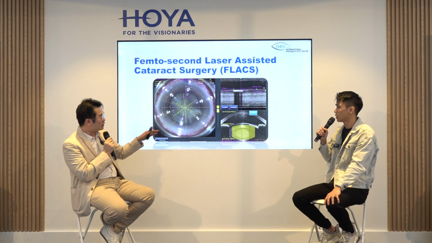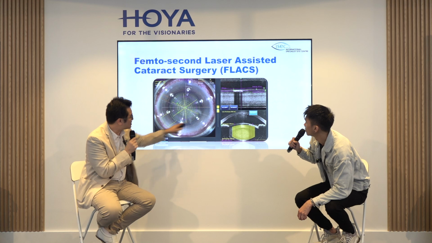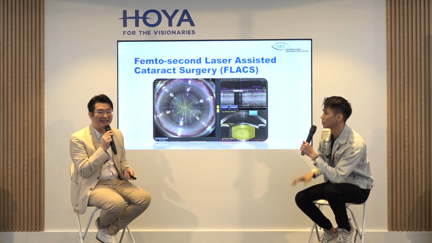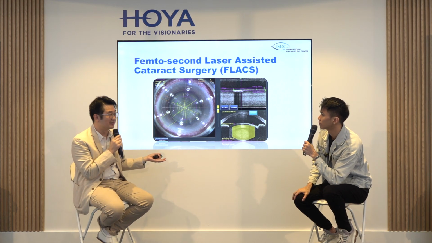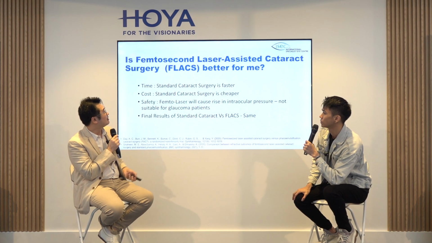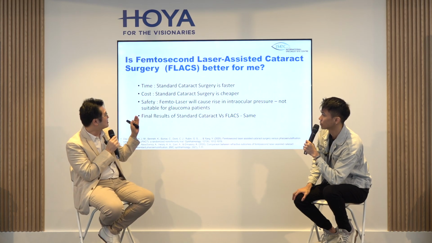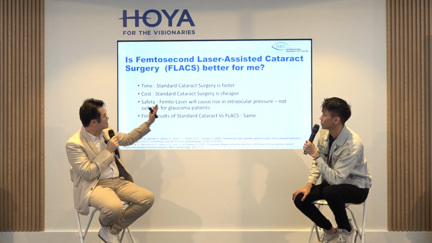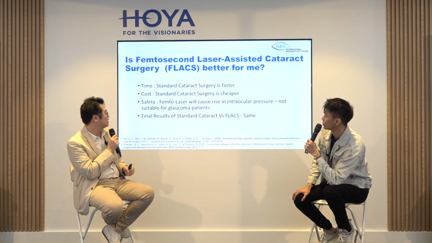And what we do is really just to make a small little incision on the cornea and then a small little incision on the lens. This will actually take about maybe 10 seconds for me to do. Instead of using a machine, I need about 10 minutes to do it. But the difference is the standard one is actually faster and cheaper to do. And this laser one actually causes our eye pressure to be high, so people with glaucoma can't really do it. But the final result is actually the same.